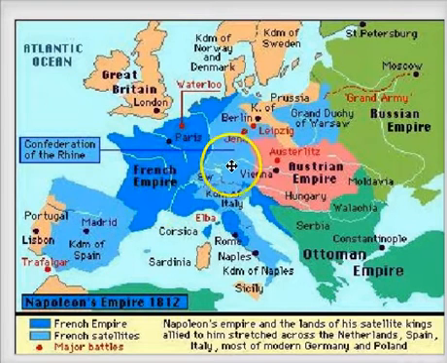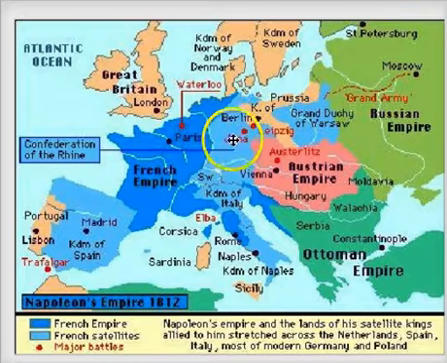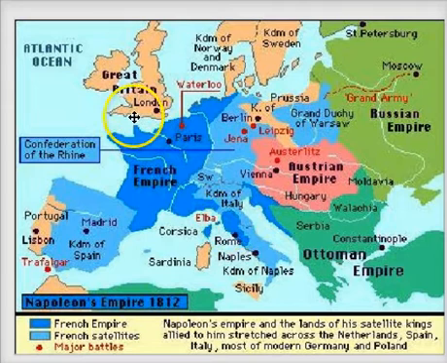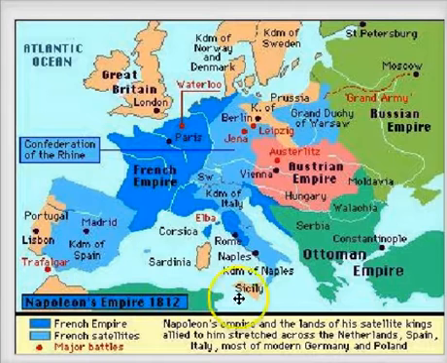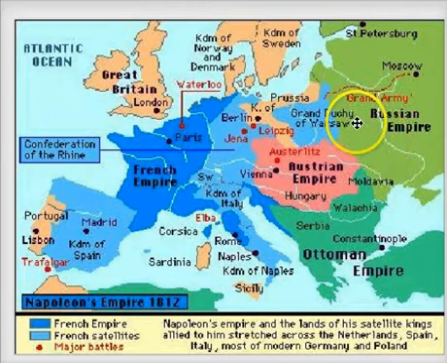You had areas of the German states. Italy, remember, he took control of the Papal States. But remember, he did not succeed in overtaking Great Britain. He did not succeed in Portugal. You can see there the Battle of Trafalgar. He did not take over the Ottoman Empire or the Russian Empire.